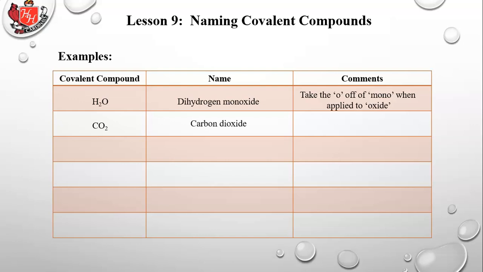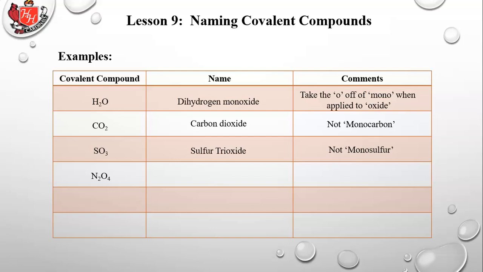CO2 is carbon dioxide, because there's 2 oxygens, not monocarbon. You don't put the mono in front of the first element, so it's just carbon dioxide. SO3 is sulfur trioxide. You don't put the mono in front of sulfur, not monosulfur, but you do put the tri for 3 in front of the oxygen, or oxide, so it's sulfur trioxide.